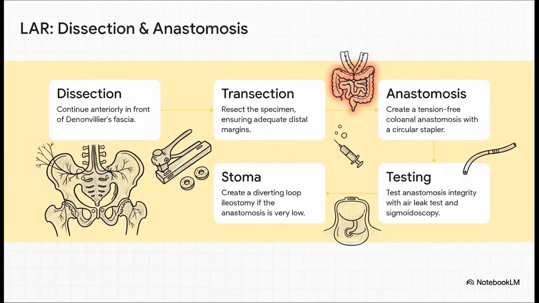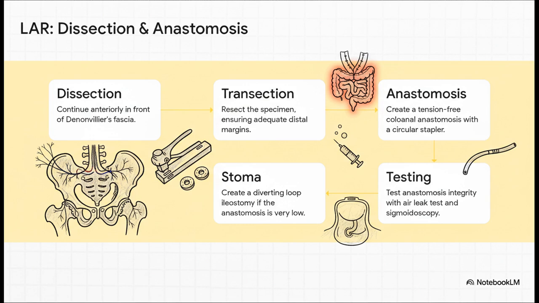So once the posterior and lateral dissections are done, we move to the front, dissecting in front of a structure called Denonvillier's fascia. Here, we're being incredibly careful to preserve the autonomic nerves that control sexual and bladder function. The rectum is then transected with a stapler, making sure we have our distal margin. Then we create the anastomosis, which absolutely must be tension-free and have a great blood supply.